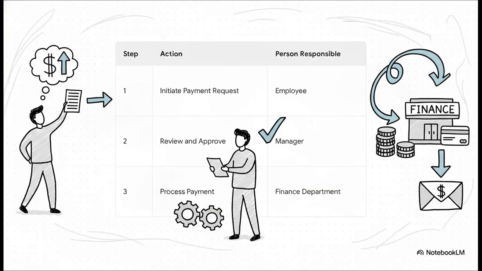So what you're seeing here is a typical approval workflow. It starts with an employee who initiates the payment request. From there, it moves up to a manager for review and formal approval. It's only after that second set of eyes is signed off that the finance department can actually process the payment. This separation of duties is a crucial system of checks and balances. It helps prevent errors and, just as importantly, it mitigates the risk of fraud.